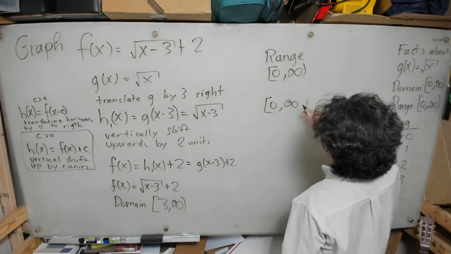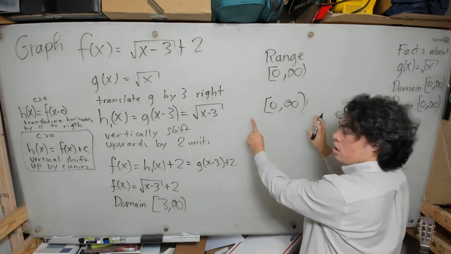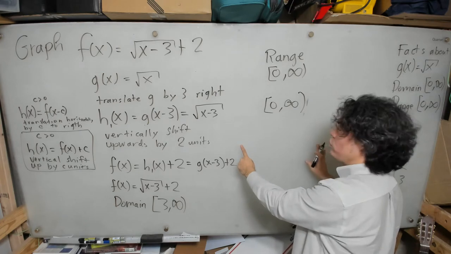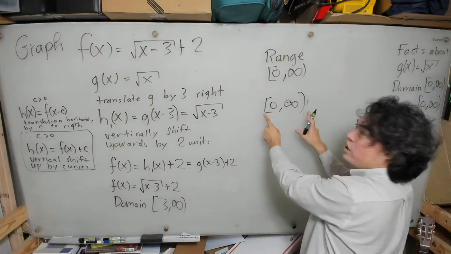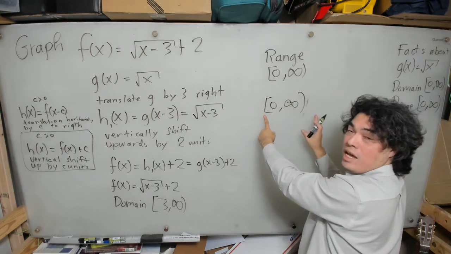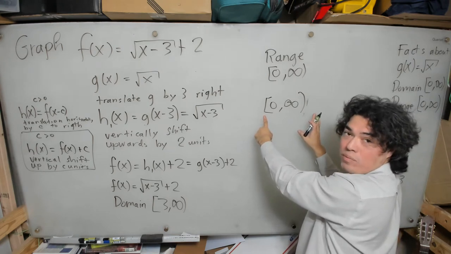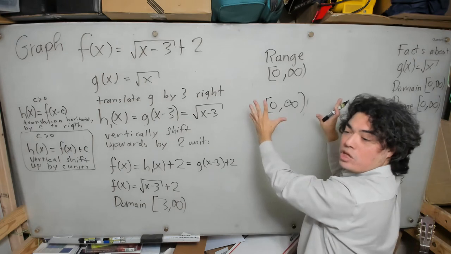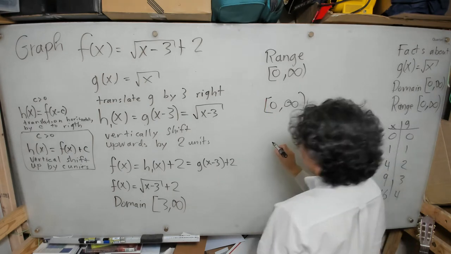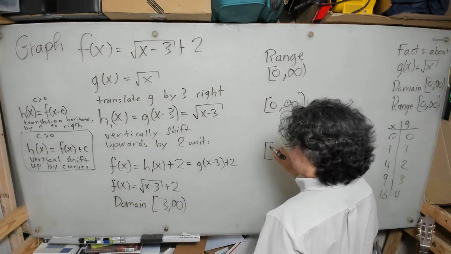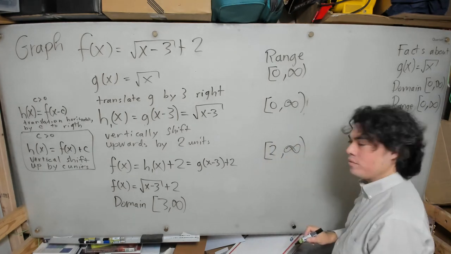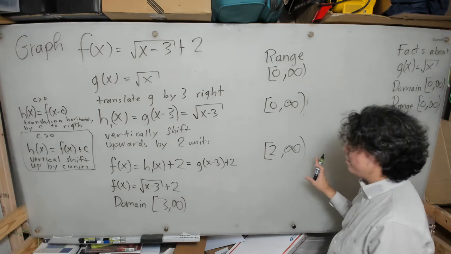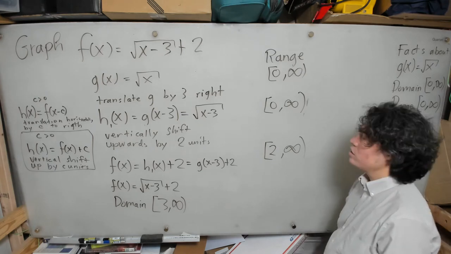Now I'm going to vertically shift upwards by 2 units. If I'm moving up and the range starts at 0 and ends at infinity, then all the numbers will be pushed upwards by 2. So the range after this transformation is 2 to infinity. See? That's how I get the range.